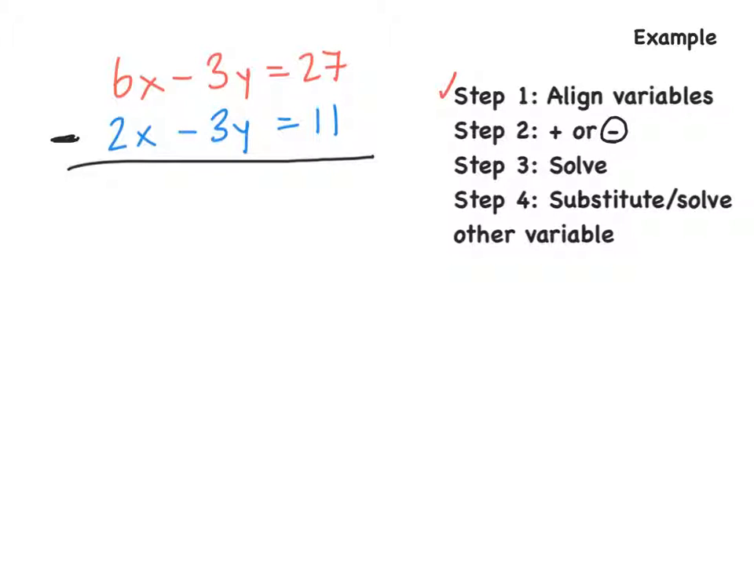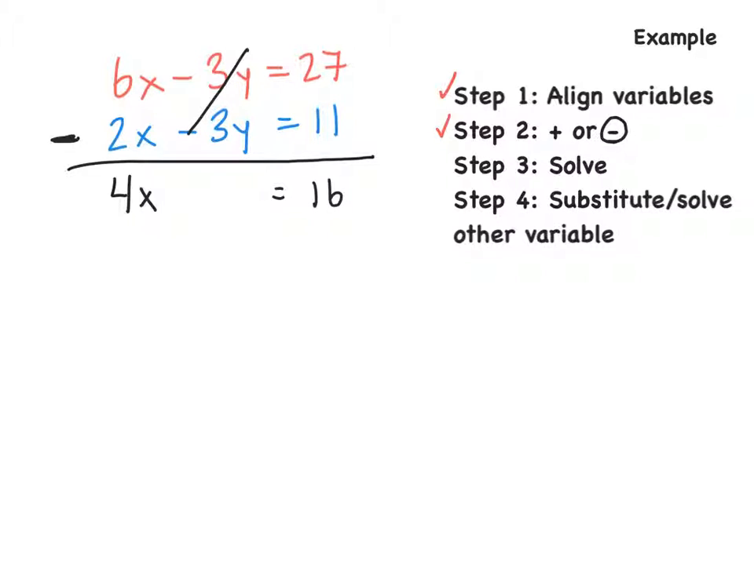So we'll subtract through: 6x minus 2x, you have 4x. Now, think about why these cancel out. A negative minus a negative. That's basically like we're adding the opposite. So this is like a negative 3y plus the 3y. So these cancel out. And then 27 minus 11 is 16.